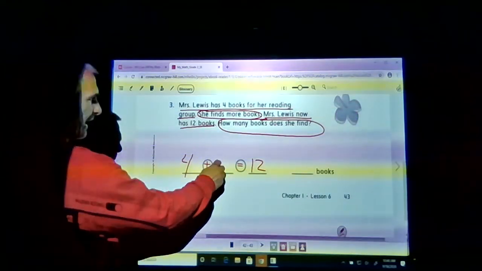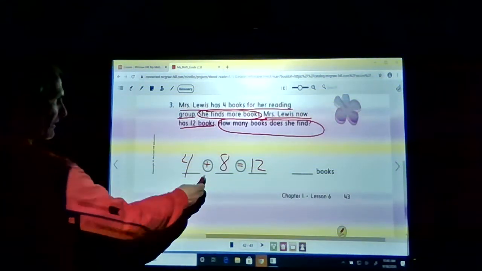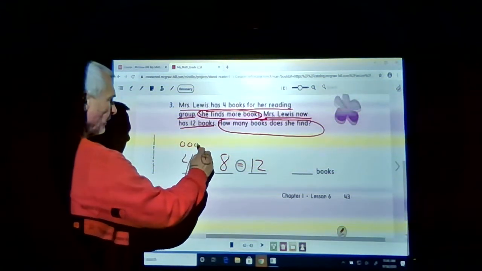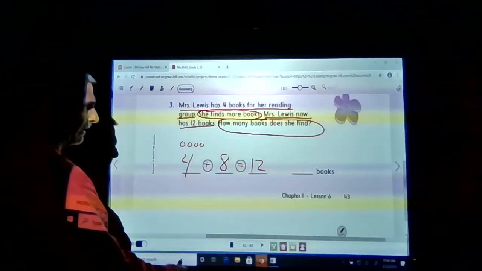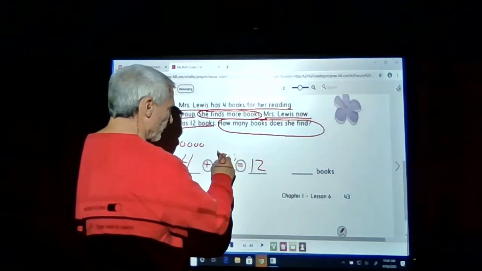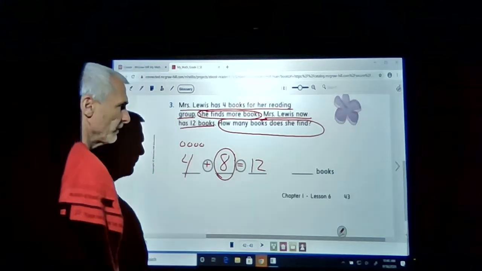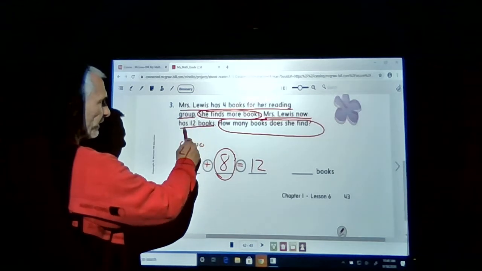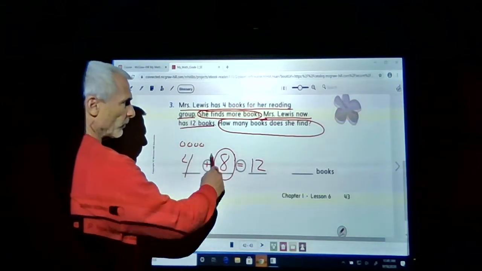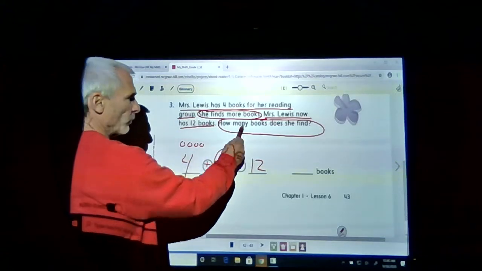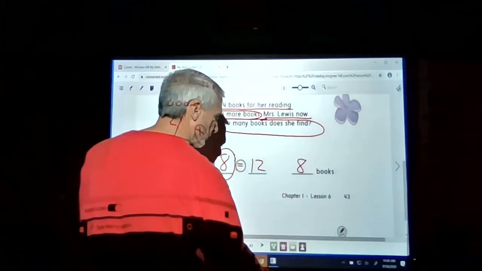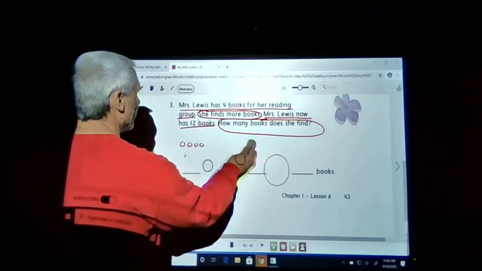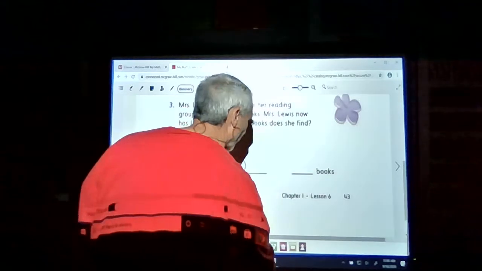That's 5 and 3. That's 8. Let's see if that makes sense. 8, 9, 10, 11, 12. Yep, you can use counters too to add up. All right, here was the missing number right there. So do we put 12 here? No, we know that was already the total. This is the number we found. She finds more books. How many more did she find? 8 books. Mr. B is going to help you with 1 on page 44. So turn to page 44. We're going to try number 4.